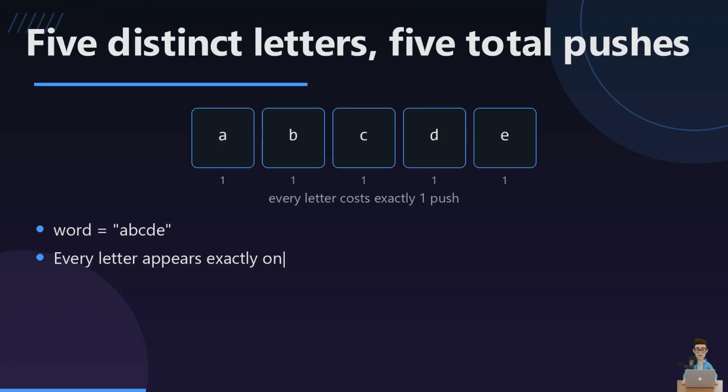Let's look at a simple example first. Say word equals abcde. Notice something. A, B, C, D, and E each appear exactly one time, none of them repeat. Since we get to design the keypad ourselves, we can just give each letter its own key. So each one only needs a single press. 5 letters, 1 press each, so the answer is 5. Nothing tricky yet, this is just here so we know what the answer even means before we deal with harder cases.